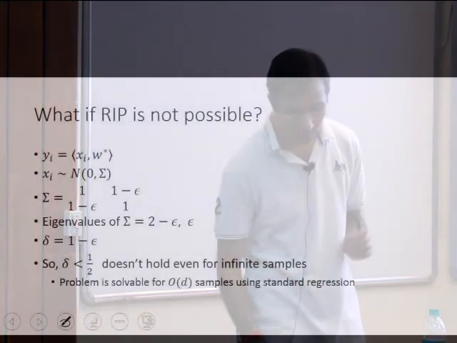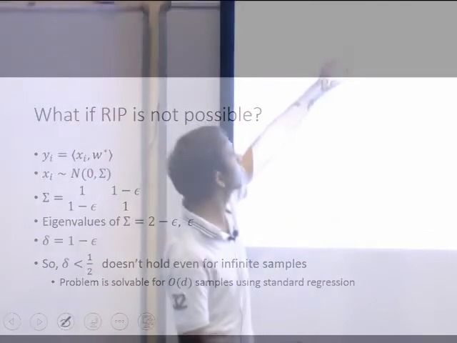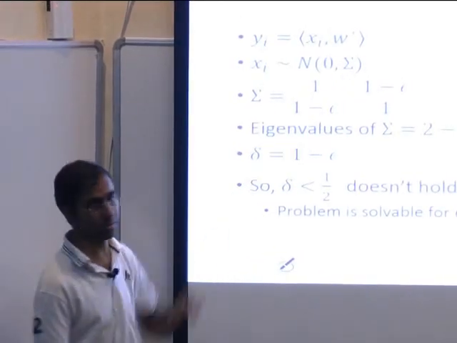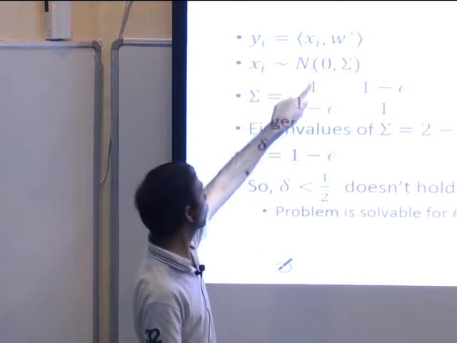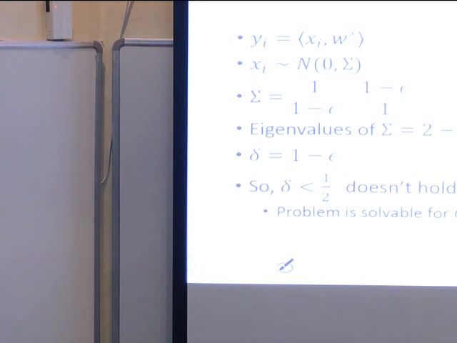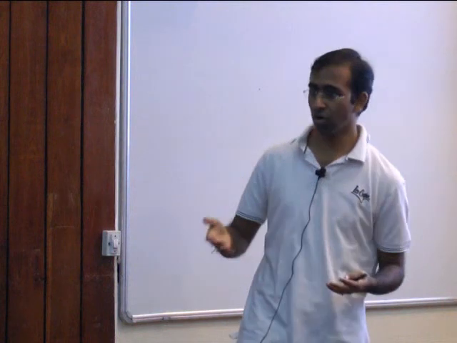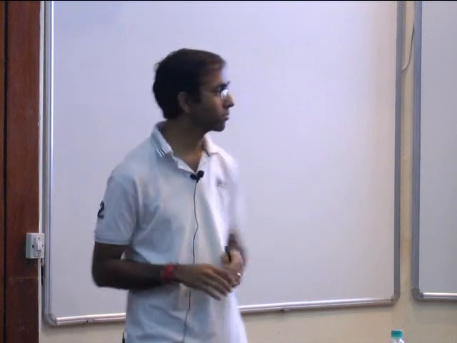So if your data is like this, where the ith data point is sampled from a Gaussian whose covariance looks like this, where your first and second coordinates have correlation of 1 minus epsilon, okay? Then even if you take infinitely many samples, you are not going to satisfy your RIP. And that's very bad, because I know that as soon as I have samples of the order D, my simple least squares should start to work. So if this result does not even hold with infinitely many samples, then that's bad, right?